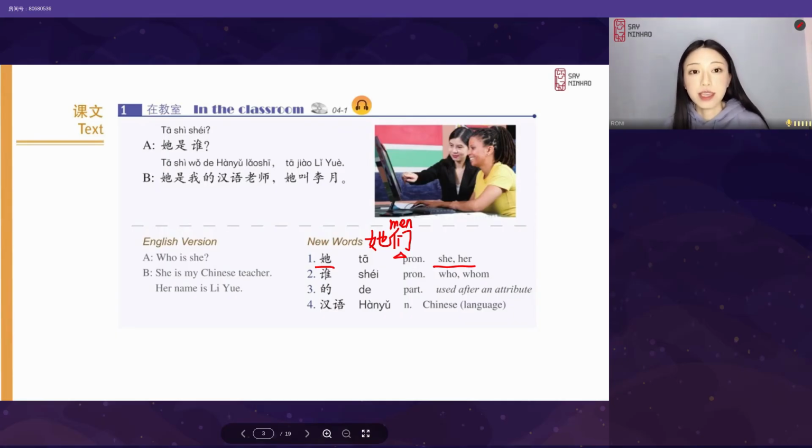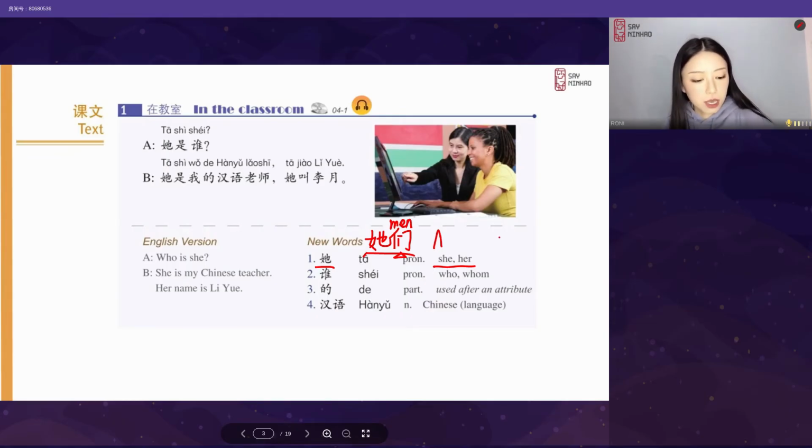Now try to make a sentence. They are Chinese, by using they. Okay, try to make this sentence. 3, 2, 1. The answer is 他们是中国人。We just learned 是 in lesson 3, which means to be.